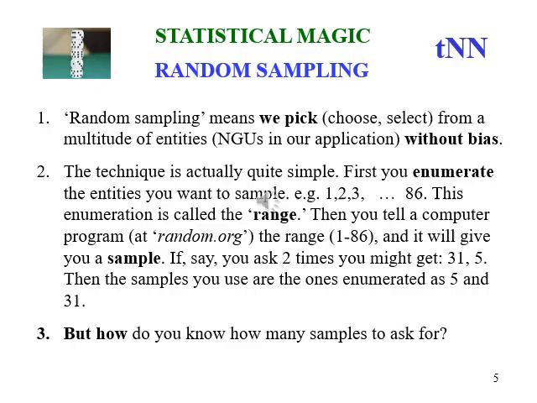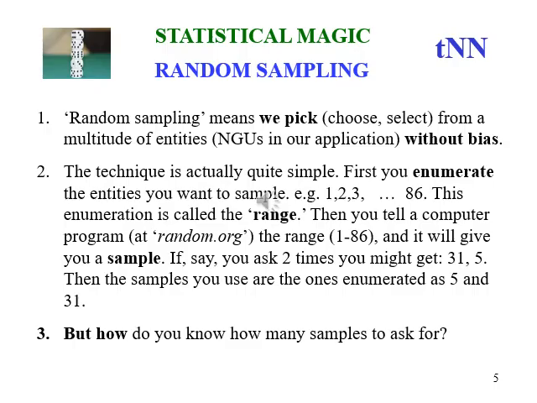Random sampling. Random sampling means we pick, that is, choose or select, from a multitude of entities, usually NGUs in our application, without bias. The technique is actually quite simple. First, you enumerate the entities you want to sample, for example, 1, 2, 3 up to, say, 86. This enumeration is called a range.